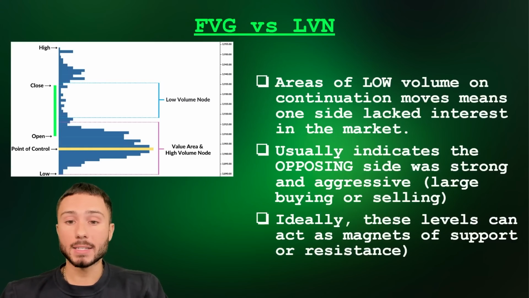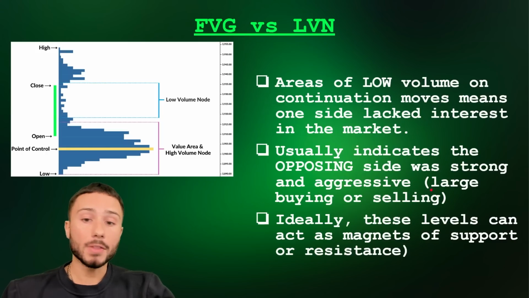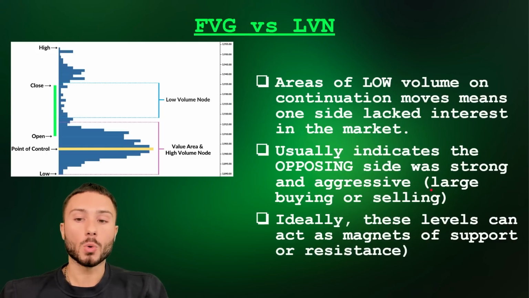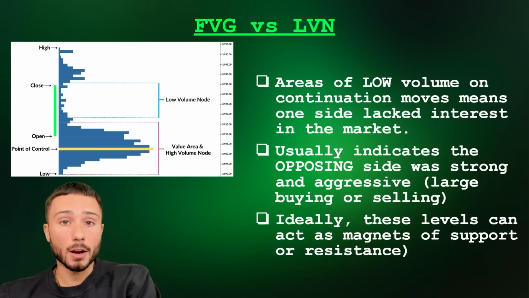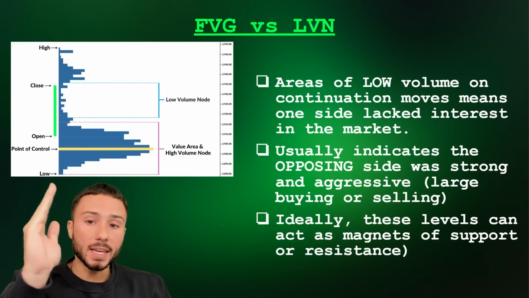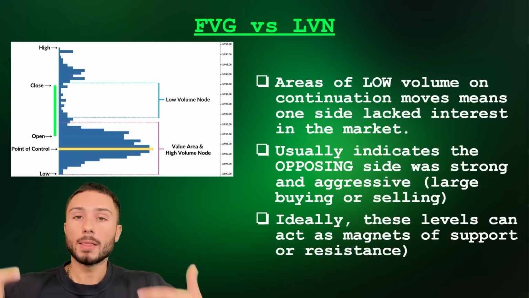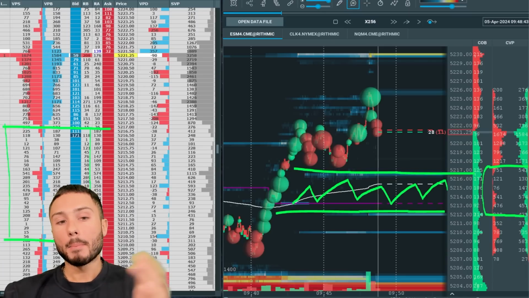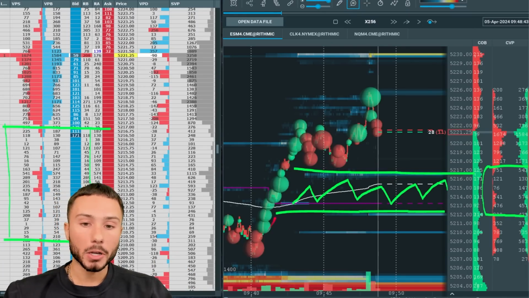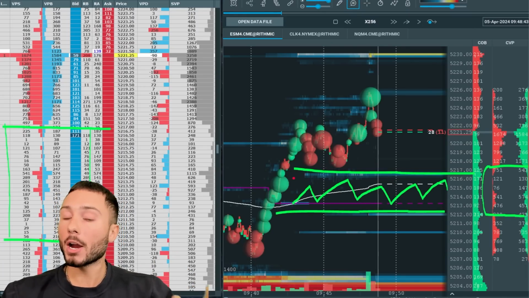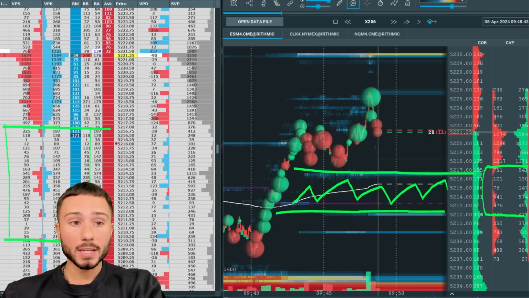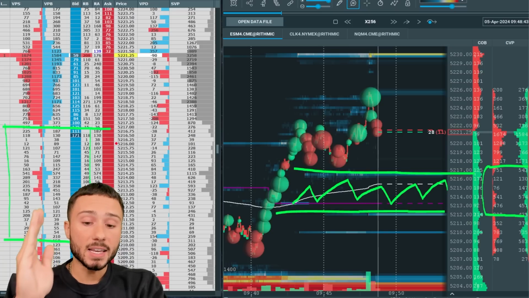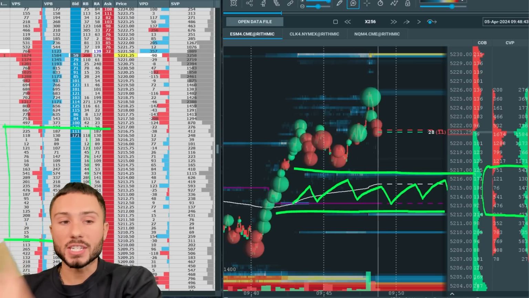This usually indicates the opposing side was strong and aggressive, where there were large buyers or sellers. This is the disagreement between buyers and sellers. The disagreement is, hey, buyers are very strong here, causing the market to rally up with ease, and the sellers lacked interest in the market. Perfectly validating this, as the market rallied up, the buyers were very aggressive hitting the offer, which caused the market to move up with ease because of the lack of selling pressure.